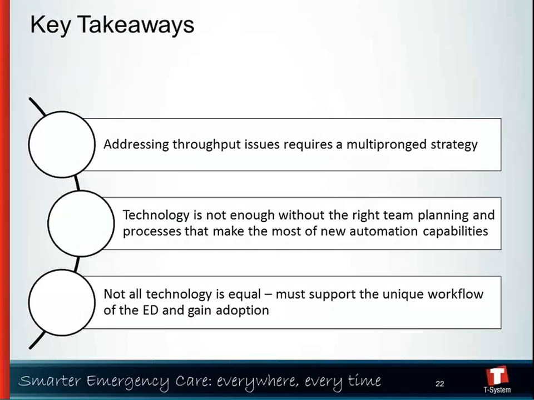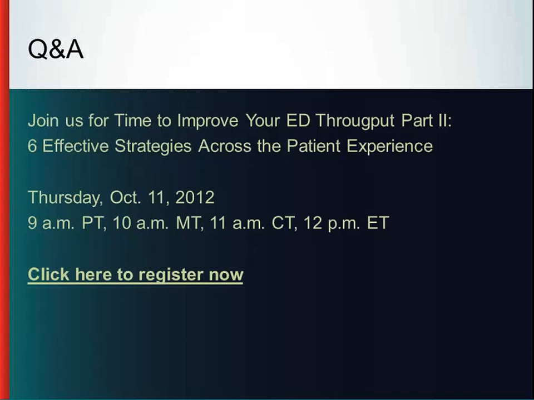So in summary, you need a multi-pronged strategy to assess throughput issues. Your ED information system is just one. Technology alone is not enough. You need planning and process improvement and leadership to make the most of it. And not all technology is created equal. So you really want to look at how it supports your workflow and how it supports your goals.